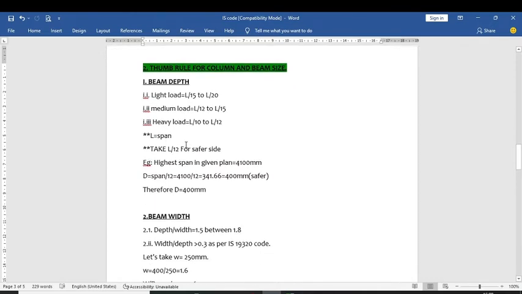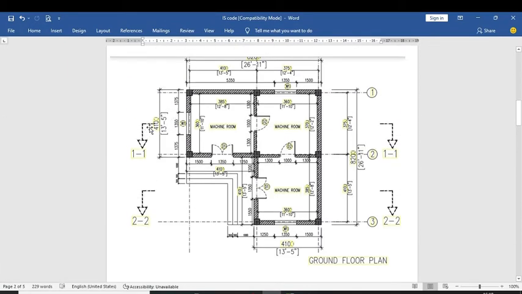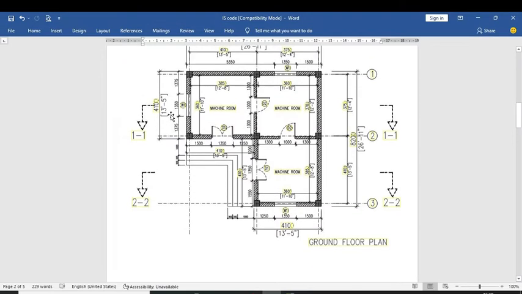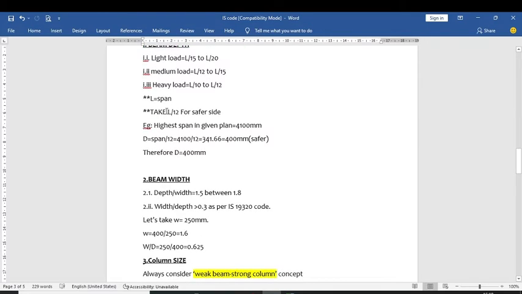So here in my case I can take the medium load. Here L represents the span. In the given plan we have seen that the highest span is 4100, so I'm taking the reference for this one, 4100. Let's divide span by 12, since I'm taking the medium load. So depth is span by 12, and 4100 by 12 comes to 341. So we can approximately take 400 mm depth for the safer side. Therefore D is 400 mm.